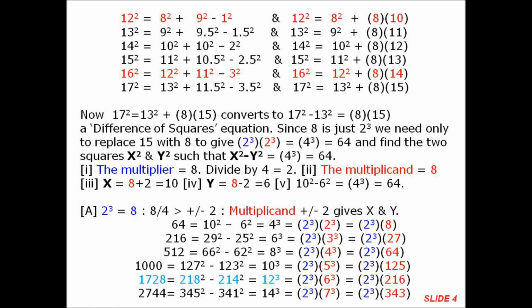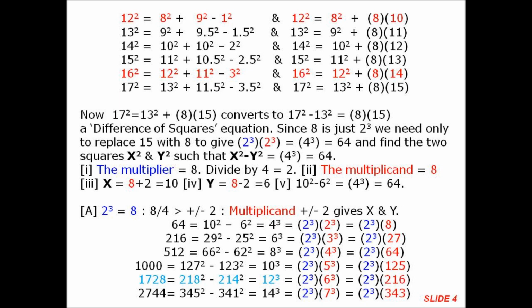Now 17 squared equals 13 squared plus 8 times 15 converts to 17 squared minus 13 squared equals 8 times 15, the difference of squares equation. Since 8 is just 2 cubed, we need only to replace 15 with 8 to give 2 cubed times 2 cubed equals 4 cubed equals 64, and find the two squares x squared and y squared such that x squared minus y squared equals 4 cubed equals 64.